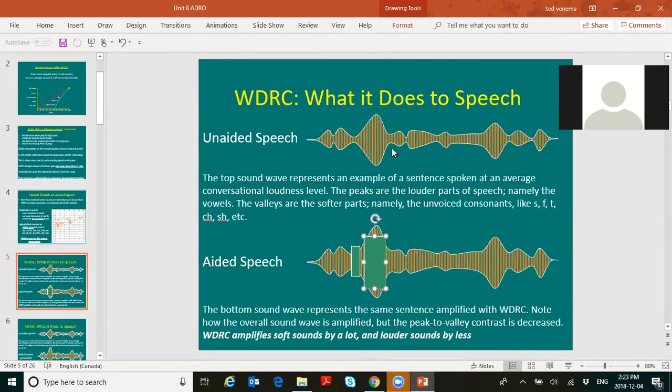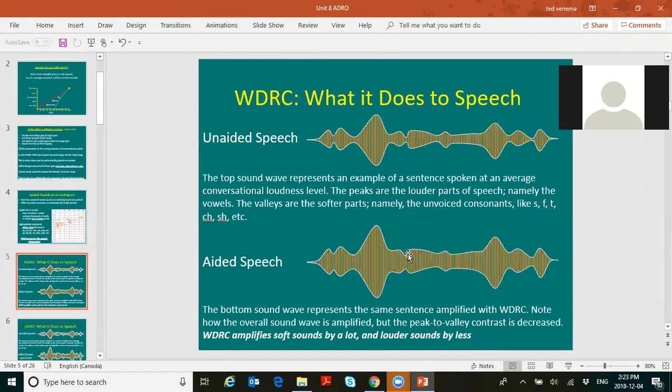So this is the louder part. Yeah, you get a little bit of amplification, but not as much as is being given here. Look at from here to here versus here to here. So what's being done is you are ruining your peak to valley contrasts with WDRC. Your peak to valley contrasts are no longer as good. ADRO says that's the problem with WDRC: it ruins the peak to valley contrasts in aided speech.